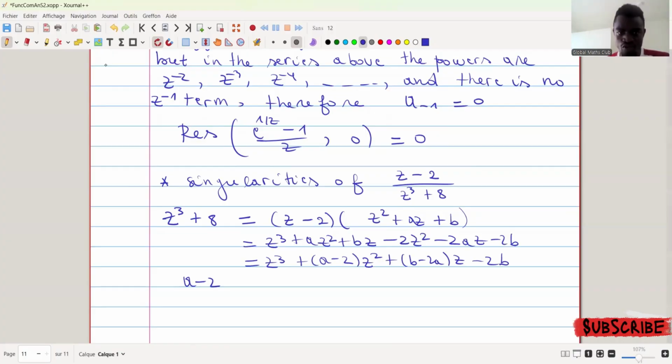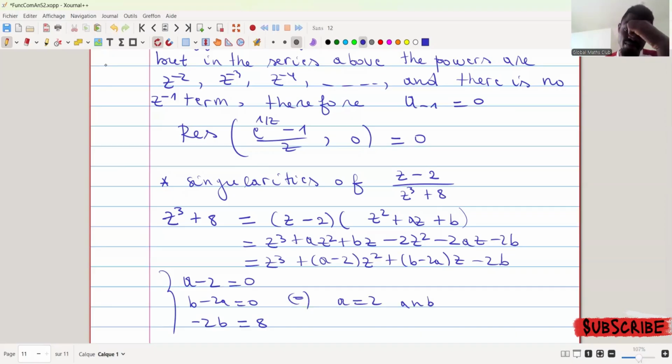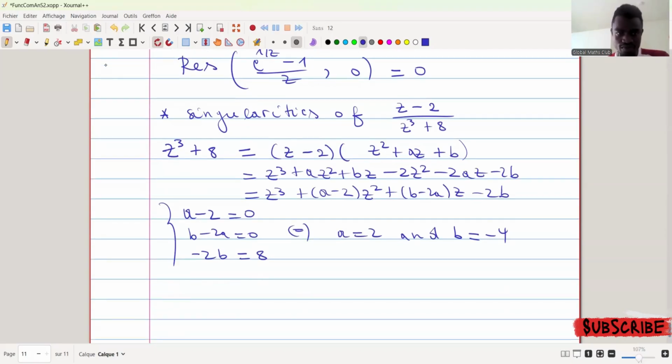So if we identify this, we have a minus 2. On the left hand side, we don't have a z squared, so this coefficient is equal to 0. We don't have a z either, so this one equals 0. And you have a constant which is equal to 8. So finally, a is equal to 2 and b is equal to minus 4. So finally, it is equal to this plus z squared plus 2z minus 4.